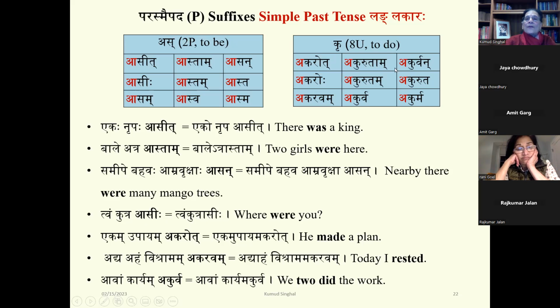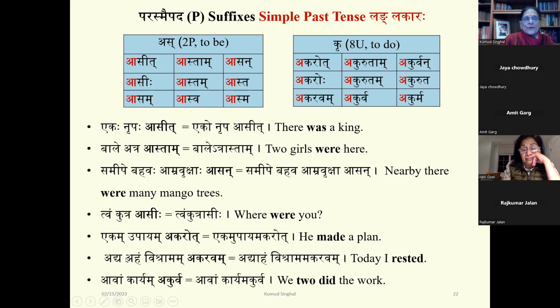Okay. Now we'll look at this declension. Akarot, akurutam, akurvan, akaroho, akurutam, akurut, akaravam, akurva, akurma. I know there are a lot of conjugations to remember, but at least you know. So when you come across them in the Gita, you could always go to a dictionary and look up these conjugations.